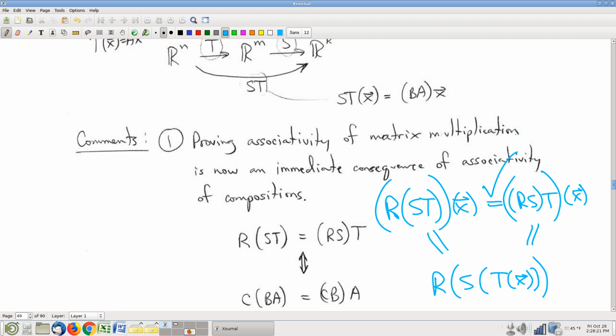But they're the same thing. In both of these cases, we're taking x. First, we're plugging into T. Then we're plugging into S. Then we're plugging into R. It doesn't matter where the parentheses are. So it's immediate that multiplication of linear transformations is associative. Therefore, immediately, matrix multiplication is associative. I find this much more satisfying. Think of matrices as representing linear transformations. Composing functions, of course, is associative. Much more satisfying than a bunch of notational arguments such as they have in chapter 1.